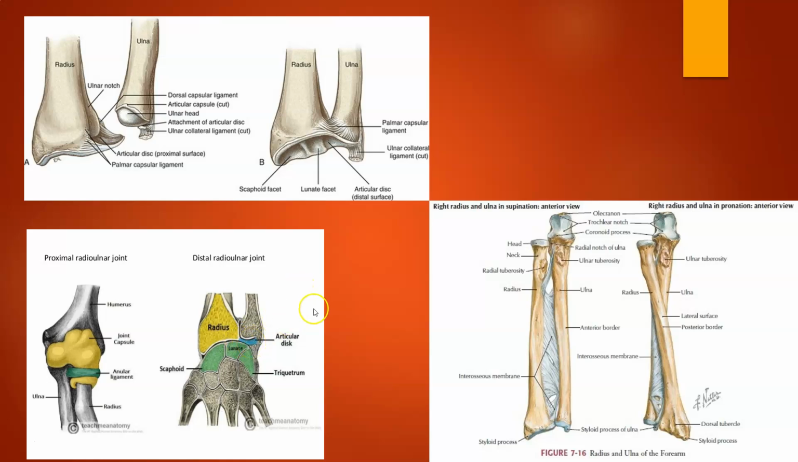So we're going to learn when we get to the wrist joint, the distal radius articulates with the proximal row of the carpal bones, but the distal ulna does not. There is a disc between the head of the ulna and the carpal bone, so it sits right in here. So the distal ulna does articulate in the ulnar notch of the radius, but the distal ulna does not articulate with the proximal row of the carpal bones. It articulates with the disc that we see here.